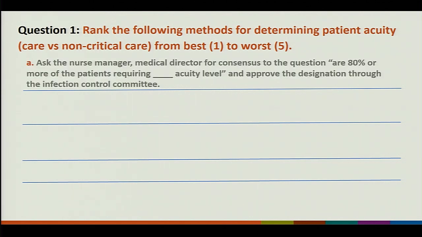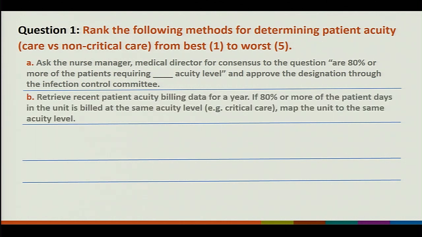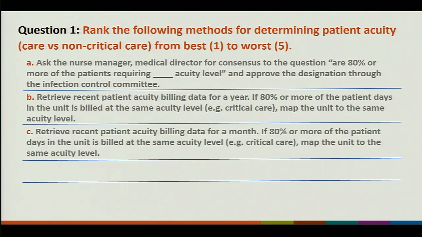Option A: ask the nurse manager and medical director for consensus to the question, are 80% or more of the patients requiring a given acuity level, and approve the designation through the infection control committee. Option B: retrieve recent patient acuity billing data for a year. If 80% or more of the patient days in this unit are billed at the same acuity level, such as a critical care unit, map the unit to the same acuity level.